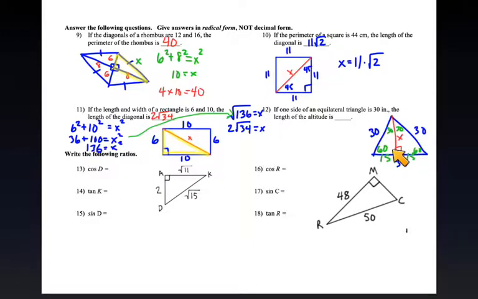15 is the short leg. X is the long leg. So 15 times the square root of 3 is the length of that altitude.